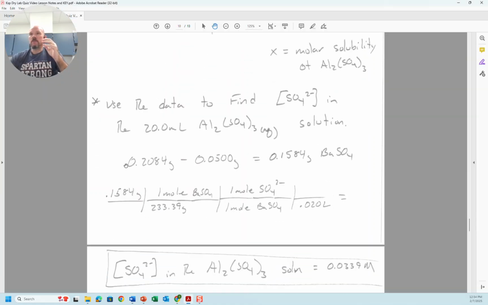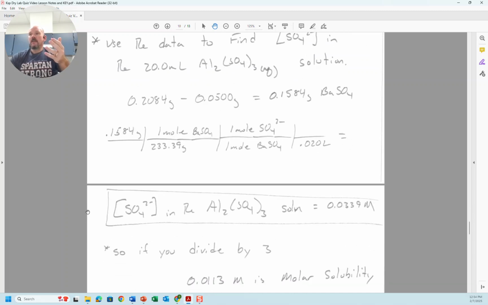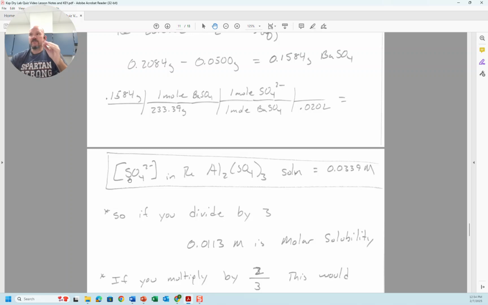So I would do the mass of the filter paper and the dried precipitate minus the mass of the filter paper. That gives me the mass of the precipitate, which is barium sulfate. That divided by the molar mass of barium sulfate gives me moles of barium sulfate. I understand that it's a 1-to-1 ratio, 1 mole of sulfate for every 1 mole of barium sulfate. And then to convert it to a molarity, I divide by what its volume was in liters. And that gives me the saturated concentration of sulfate in this solution.